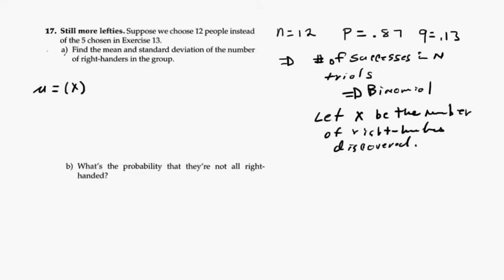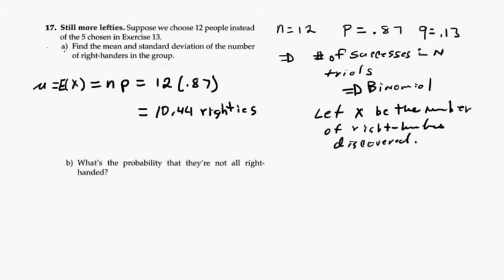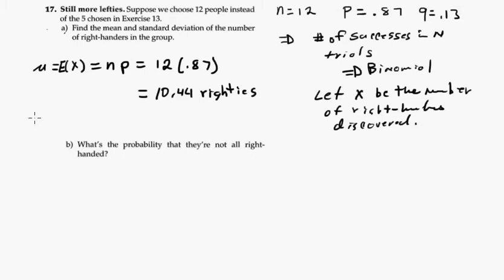So my notation here, this would be the expected value of X. That's just going to be np, so 12 times 0.87, which is 10.44 righties. Now the standard deviation is going to be the square root of npq. So that's the square root of 12 times the probability of success times the probability of failure, and that comes to 1.16 righties.